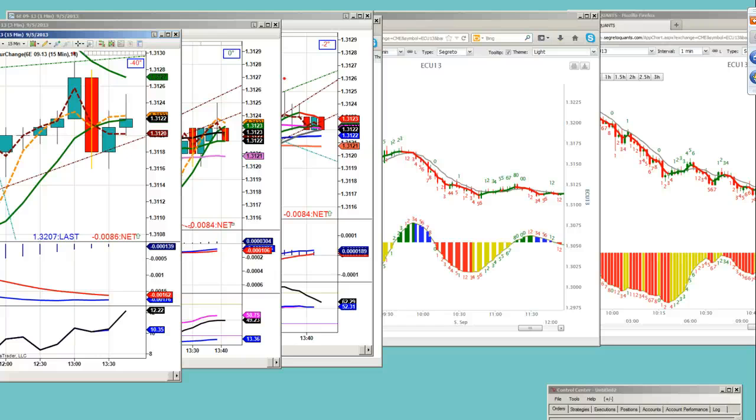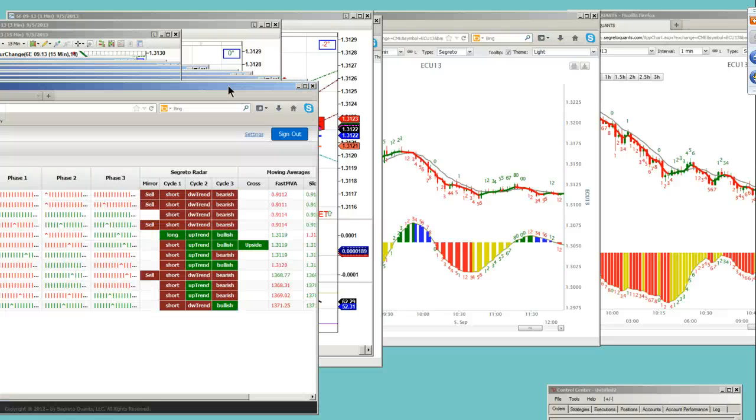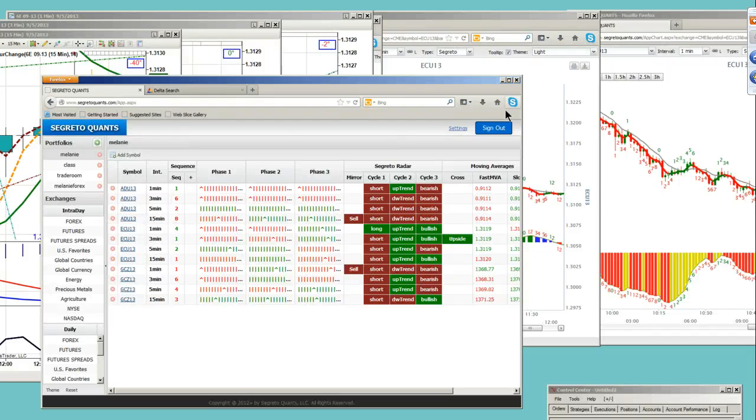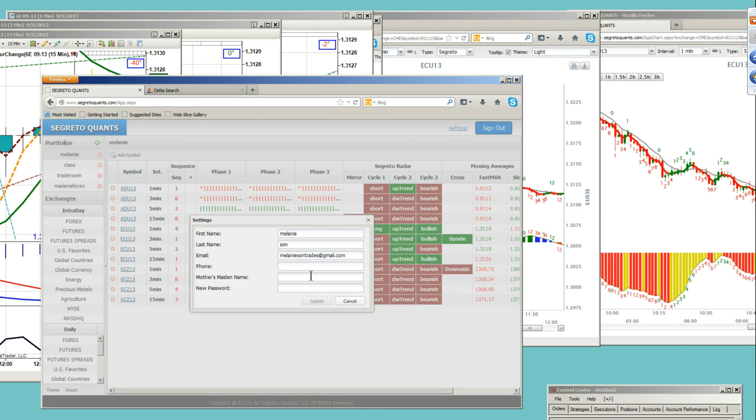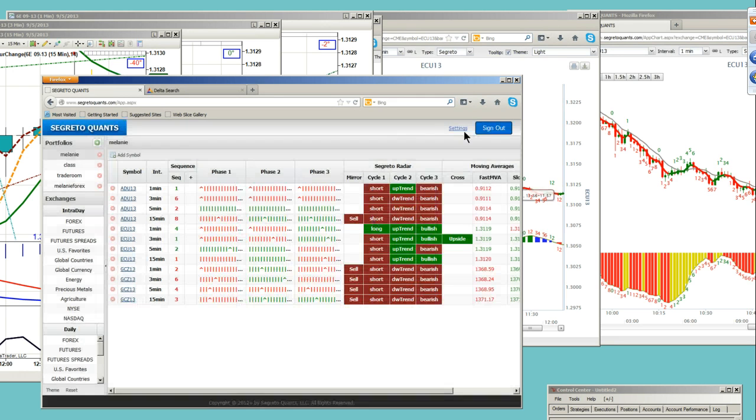How much does the Segredo membership cost? It's only $100 because you are a member of the Shadow Traders. If you weren't a Shadow Trader member, it would be $149. So right now it's only $100. All you need to do is leave off the www and go to shadowtraders.segredoquant.com and sign up. You can cancel anytime by clicking the settings tab. Just click settings, delete your information, and hit cancel. That will cancel it.